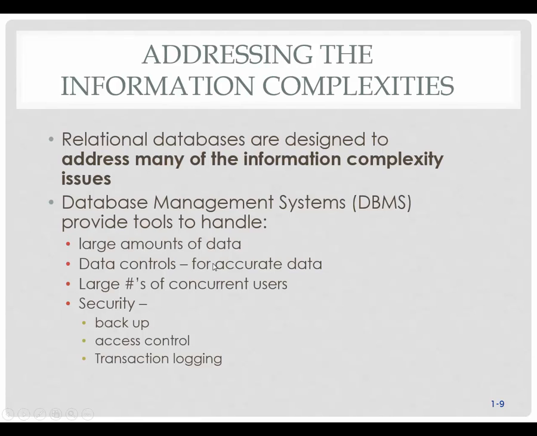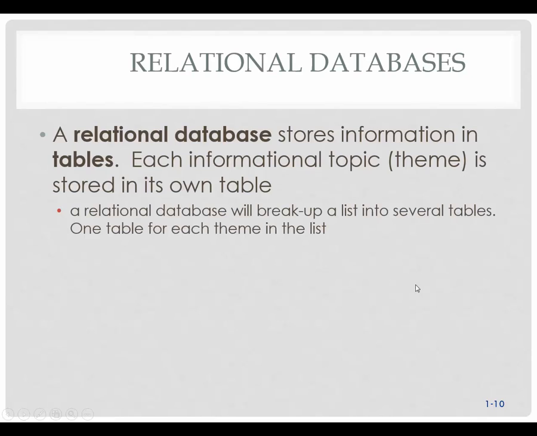We don't end up with redundancy of data. We're able to do inserts, updates, and deletions of data without causing problems. So a relational database basically stores information in what we're going to call tables. And funny enough, a table looks like a spreadsheet, right? It has rows and columns. But each informational topic, so for instance, students and advisors, is stored in its own table.